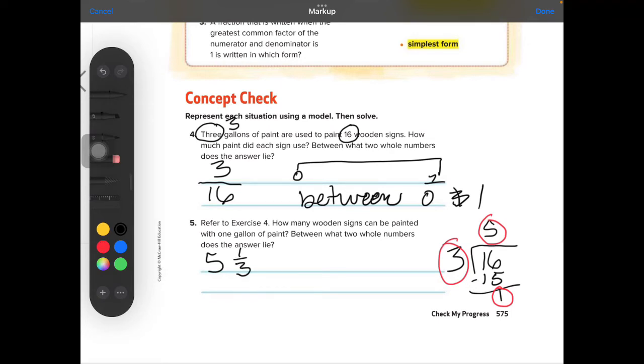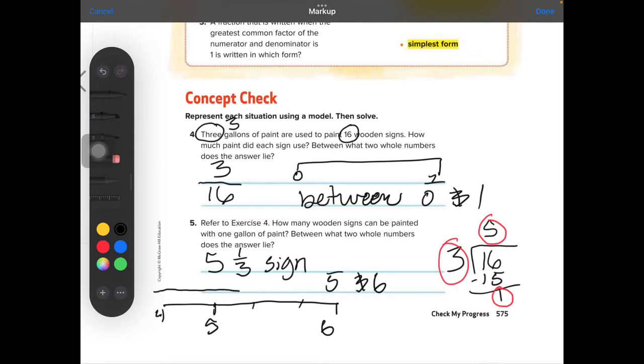5 1/3 of a sign. You're going to have enough to paint 5 whole signs and 1/3 of that 6th sign. Only 1/3 of it's going to be painted, which is going to look silly. But that's all right. That's the answer they want, so that's the answer we'll give. And the answer will lie between, on the number line, if you draw a number line, like 4, 5, 6, it'll lie between the numbers of 5 and 6. So if we divide it into thirds, this answer would lie right about there, about 5 1/3. There we go.